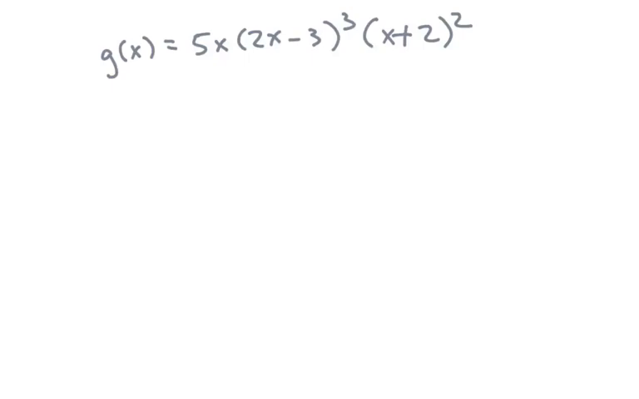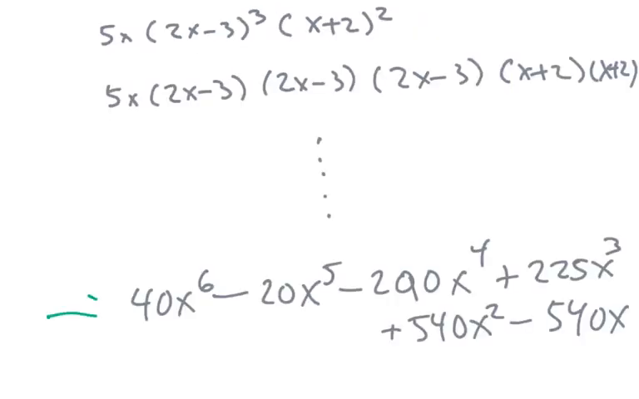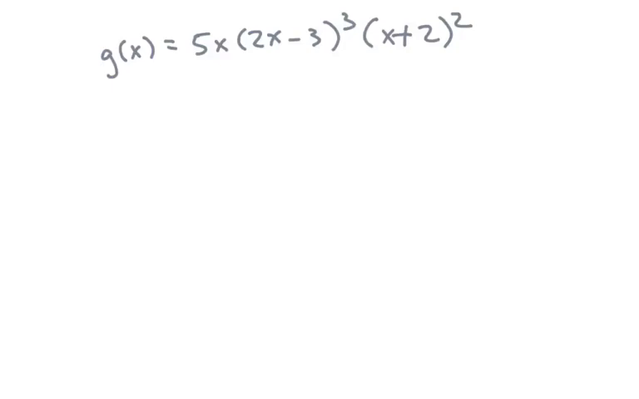Moving on to the next one, we have g of x equals 5x times quantity 2x minus 3 cubed times quantity x plus 2 squared. Now, for this one, you could try to FOIL the whole thing out, and I actually typed it into a calculator to show you what you would end up getting. This would be monumentally complicated because you would have to distribute, you'd have to FOIL multiple times, and it'd be quite painful, and the numbers would get very, very large. So there's got to be an easier way to do that, and there is.